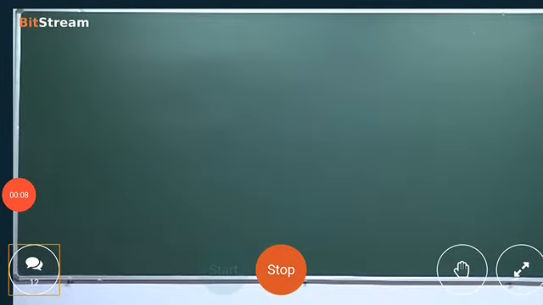Why is it not working? Here it is working. There is no problem. Maybe check your internet. No, why are you uninstalling? I told you now, you should not uninstall. The app is not a problem. Check your internet connection. That's it.